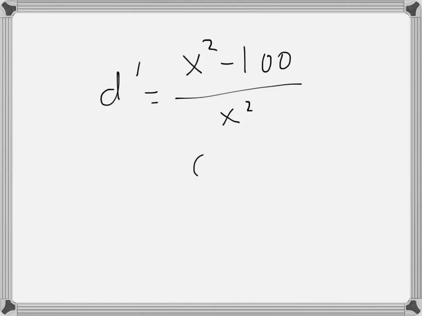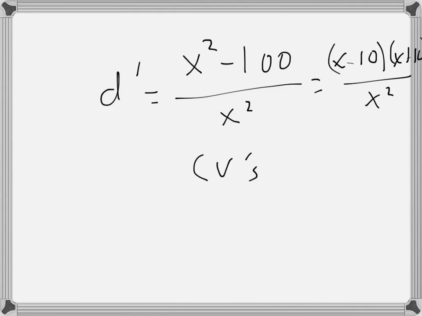And for the critical values, let's factor the top. It's x minus 10, x plus 10, over x squared. So the critical values are 0 from the bottom, minus 10, and 10. But we need x to be positive, not even 0, so we can throw those out. So the only critical value is 10. So our domain is restricted at 0, but that's as far as it's restricted.